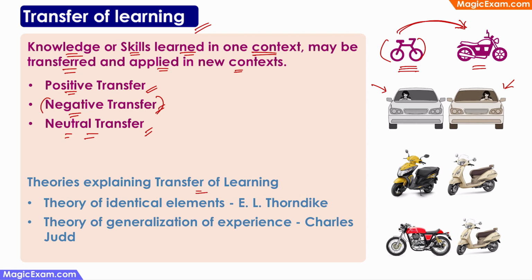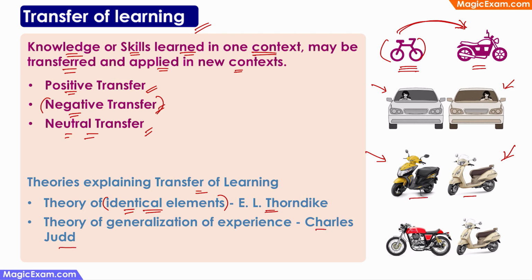The first one is E.L. Thorndike's theory of identical elements. For example, if I can drive a TVS scooter, then I can also drive a Honda scooter because both of them are identical. Both of them have the same kind of accelerator, the same kind of brake, both of them look similar as well. So there are identical elements between these two.